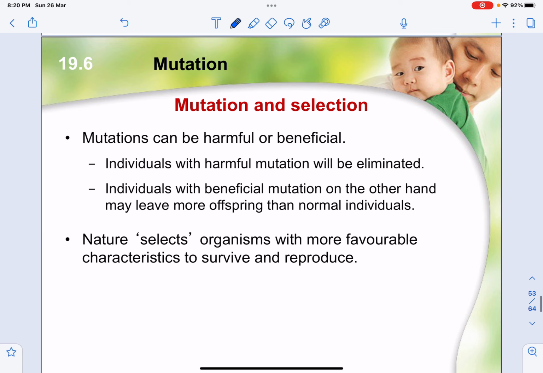So mutations can be harmful or beneficial. Individuals with harmful mutations will be eliminated, whereas individuals with beneficial mutations, on the other hand, may leave more offspring than normal individuals. So nature selects organisms with more favorable characteristics to survive and reproduce.